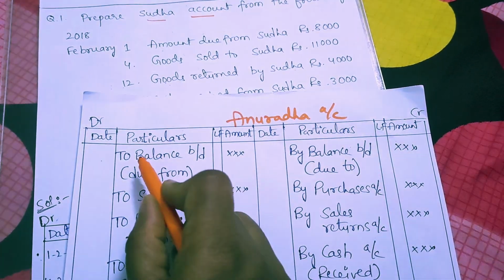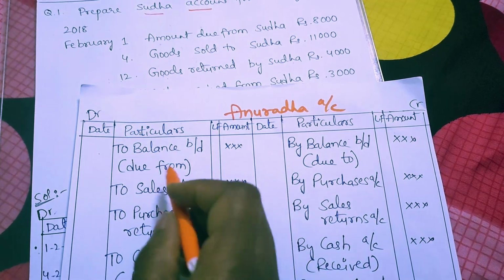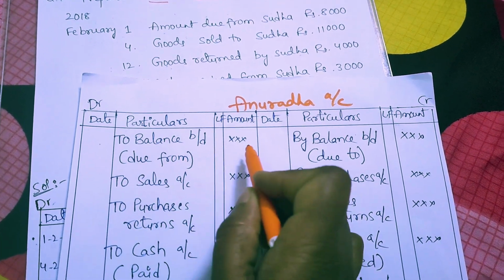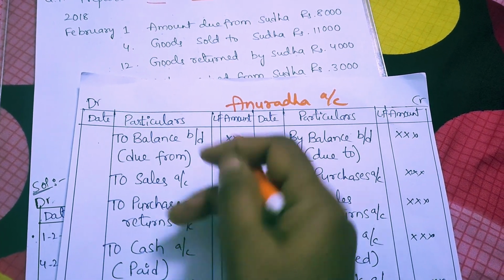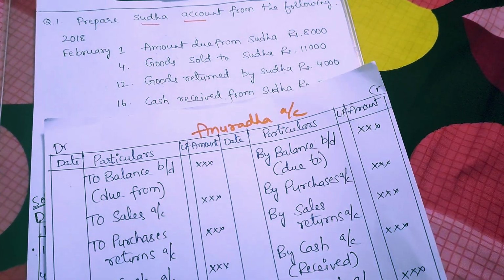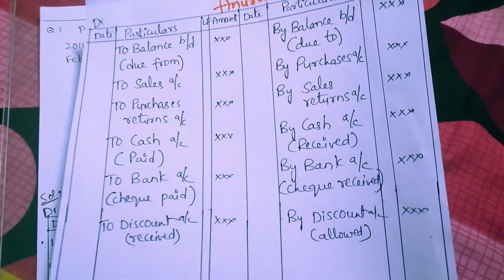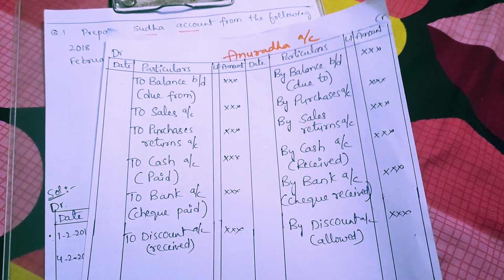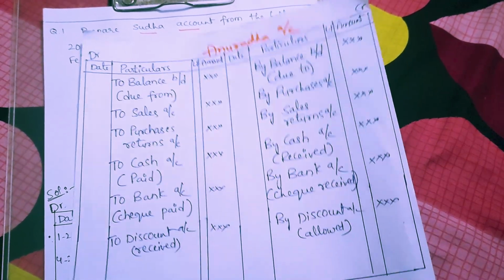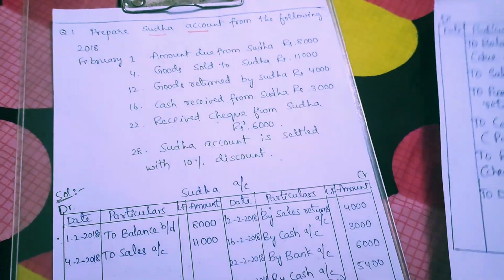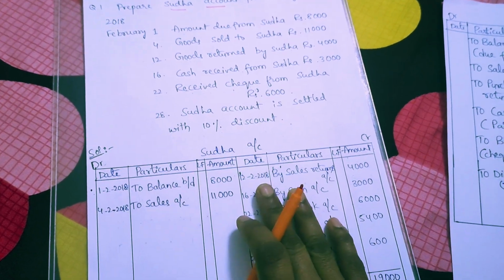So we should record on the debit side. What should we write? To balance brought down, and we should record the amount in the amount column. Let us write for our solution. This is the format. This format is available in the previous lecture, and you can take that and understand the solution that I explained here.